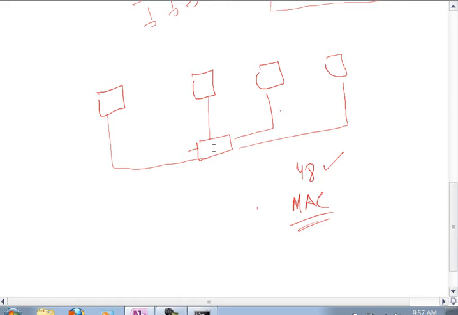It remembers the MAC addresses. Do you remember that? I said it remembers the MAC addresses, because every device will have its MAC address. Say for example you are connecting these guys to the Ethernet. They have an Ethernet card, which will have this MAC address, 48 bit.